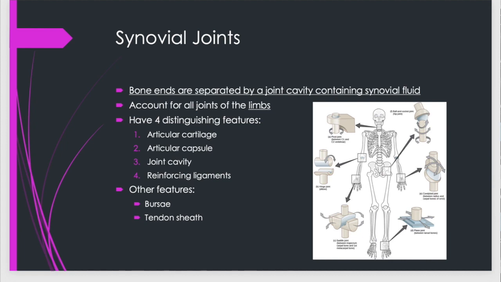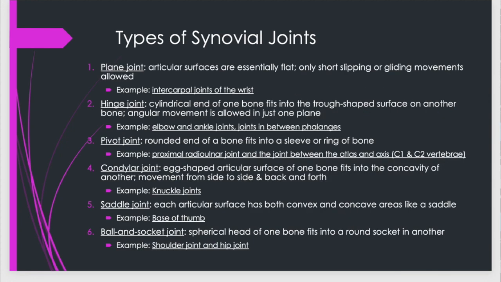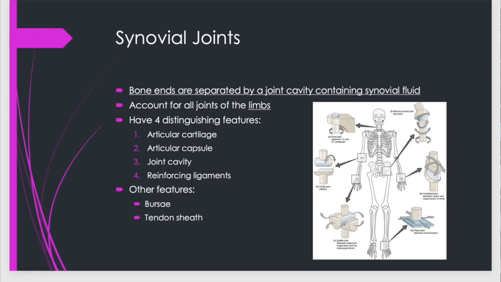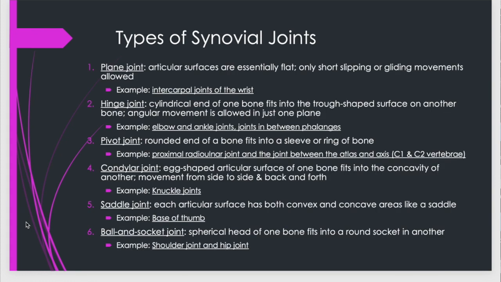Other features they have are bursa and a tendon sheath, so we'll get to talking about those. The types of synovial joints, and you can see diagrams of them here and where they would be located. You have a plane joint, where the two surfaces where the bones meet are essentially flat, and they allow short, slipping, gliding motions. An example for that would be the joints in between the carpals in our wrist.